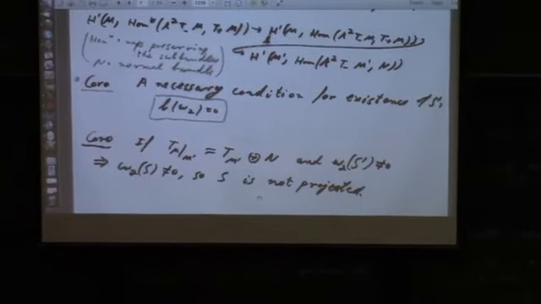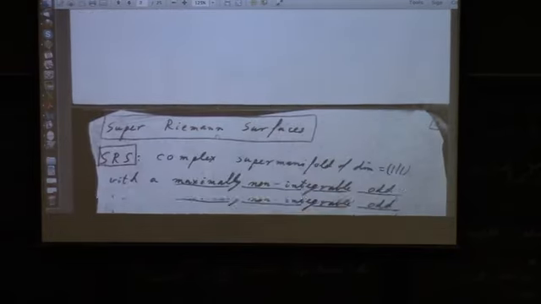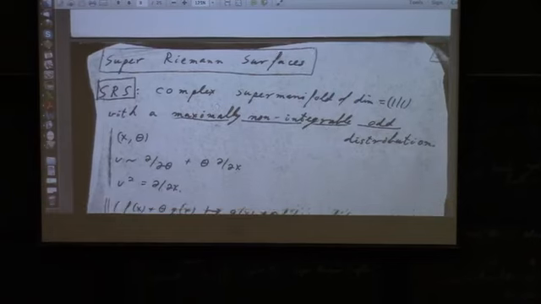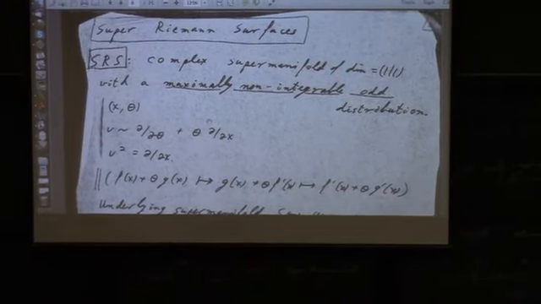Without the assumption, you have some complicated spiral sequence and you lose control. So let's remember this because this is going to be a key step in the proof. Okay, so those were supermanifolds. What I need are supersymmetric manifolds. And the supersymmetric manifolds I'll deal with are super-Riemann surfaces.